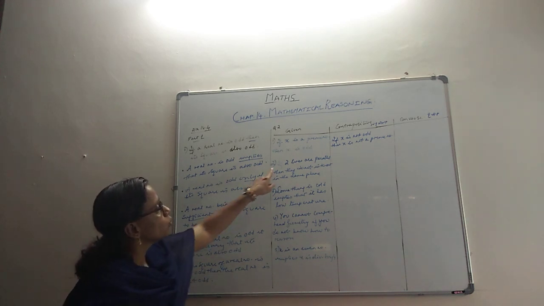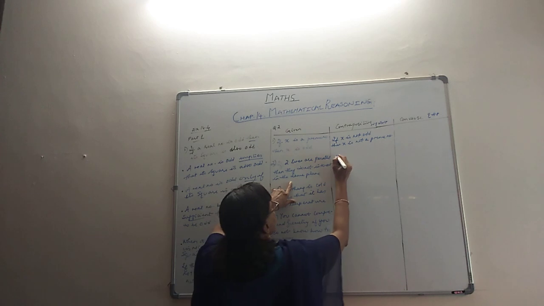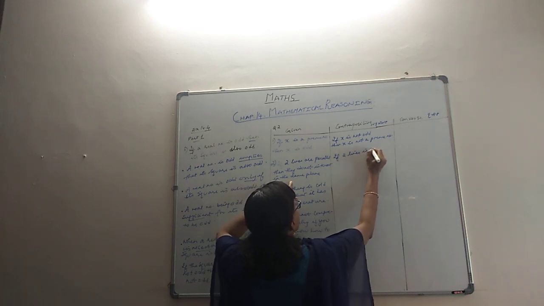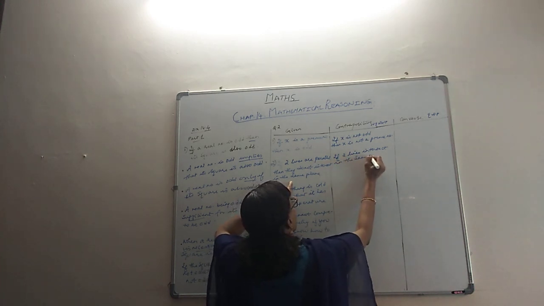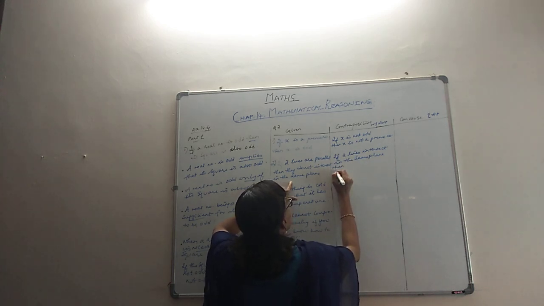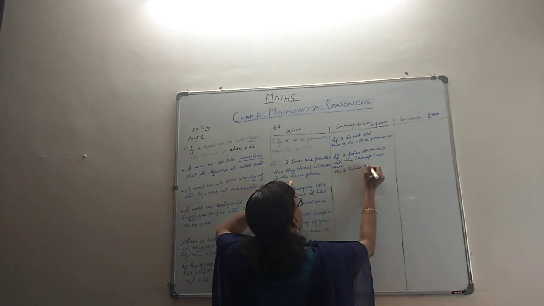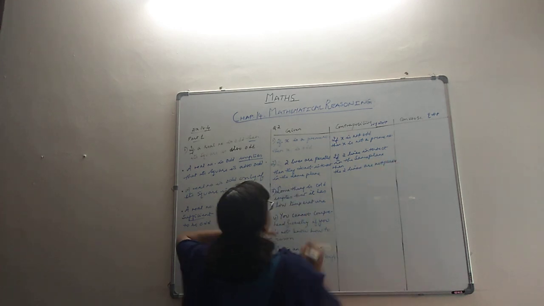Then, if two lines are parallel, then they do not intersect in the same plane. If two lines intersect, we have to write the opposite. If two lines intersect in the same plane, then the two lines are not parallel. That's it, negative of both, right?